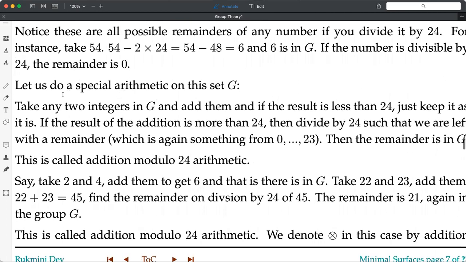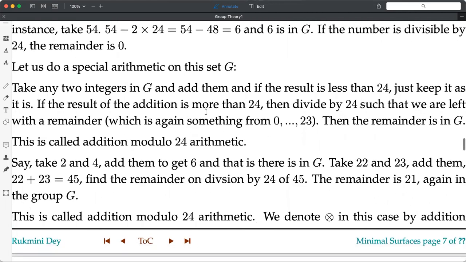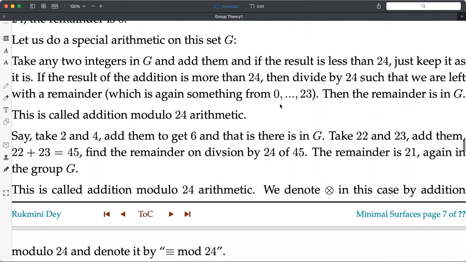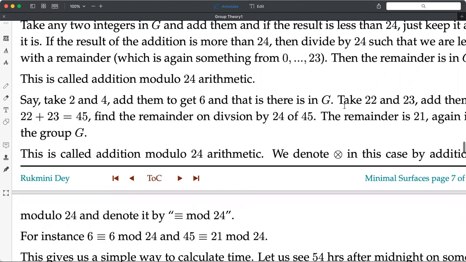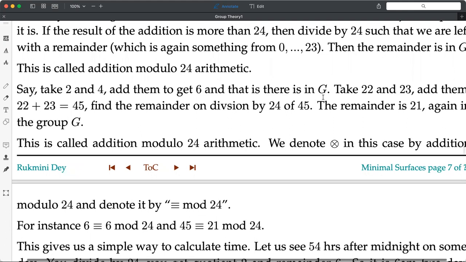Okay. Let us do a special arithmetic on this set G. Take any two integers in G, add them, and if the result is less than 24, just keep it as it is. If the result of the addition is more than 24, then divide by 24 such that we are left with a remainder which is obviously something from 0 to 23. Then the remainder is in G. This is called addition modulo 24 arithmetic. So for example, let's take 2 and 4. You add them to get 6 and that is there in G.